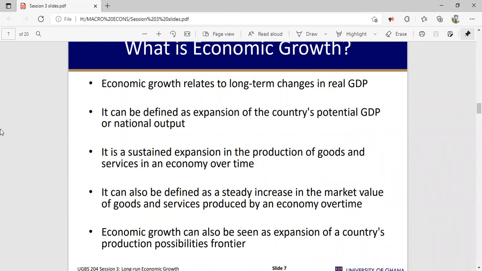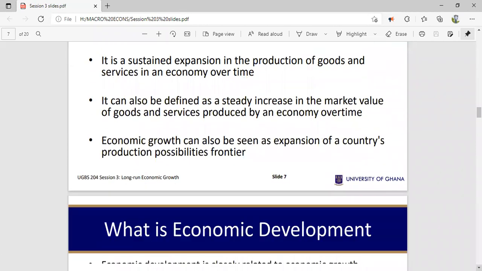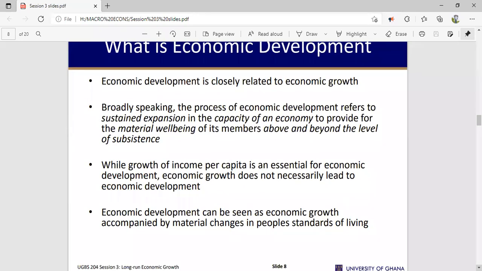So we've made the assumption that economic growth is the expansion in the country's potential GDP, with respect to the production of goods and services in an economy over a time period. Now, let's try and link this to economic development. Economic development is basically a sustained expansion in the capacity of an economy to provide the material well-being of its members above and beyond the level of subsistence.